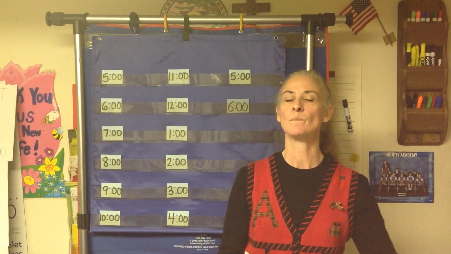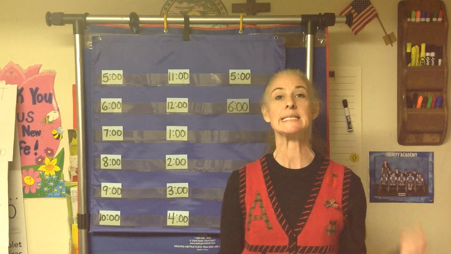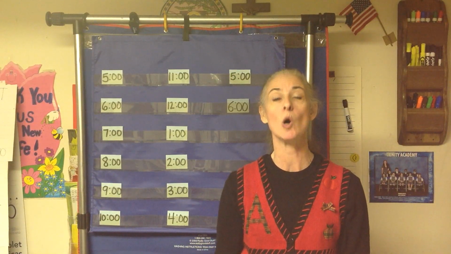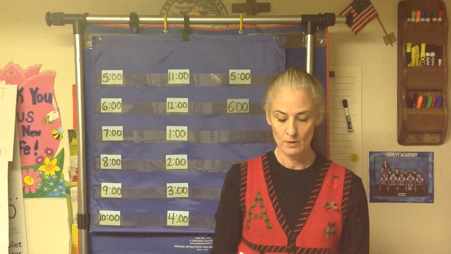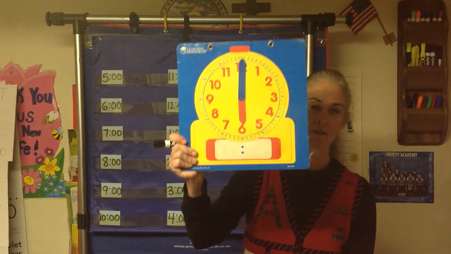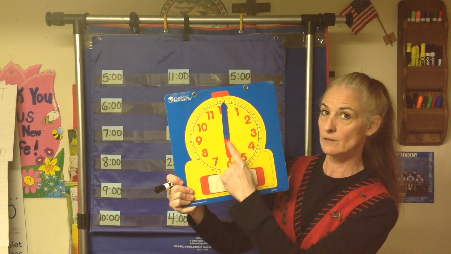Okay, ready? Show me 6:00. 6 is the hour. And o'clock, your minute hand is pointing to the top of the clock. Okay, does it look like this? 6, shorthand is your hour hand.